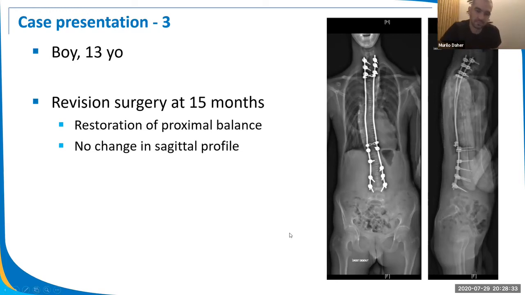So I think the conclusion for this one could be that if you have a proximal imbalance, you should maybe not hesitate too much longer to go to revision surgery, even if it's sometimes difficult, because patients are often not very happy with this kind of imbalance. I don't know. What's your opinion?